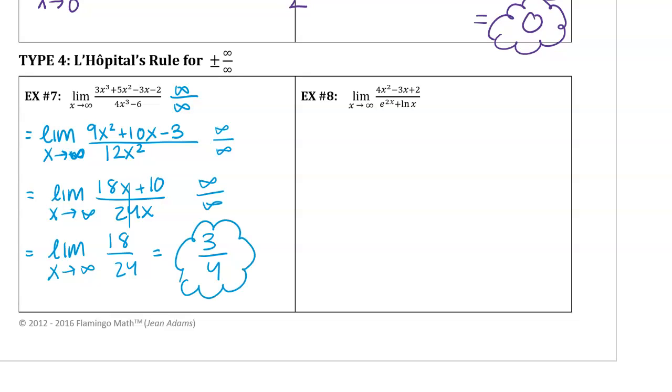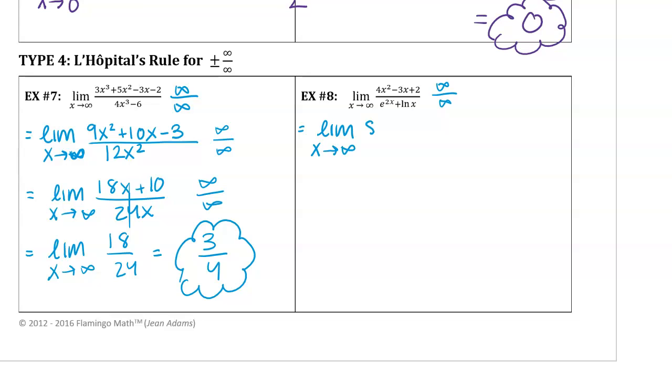Last one that I'm going to show you. If we evaluate at infinity, top is definitely infinity. e to the 2 infinity is definitely infinity. Natural log of infinity, okay? So now we'll take the derivatives. The limit as x approaches infinity.